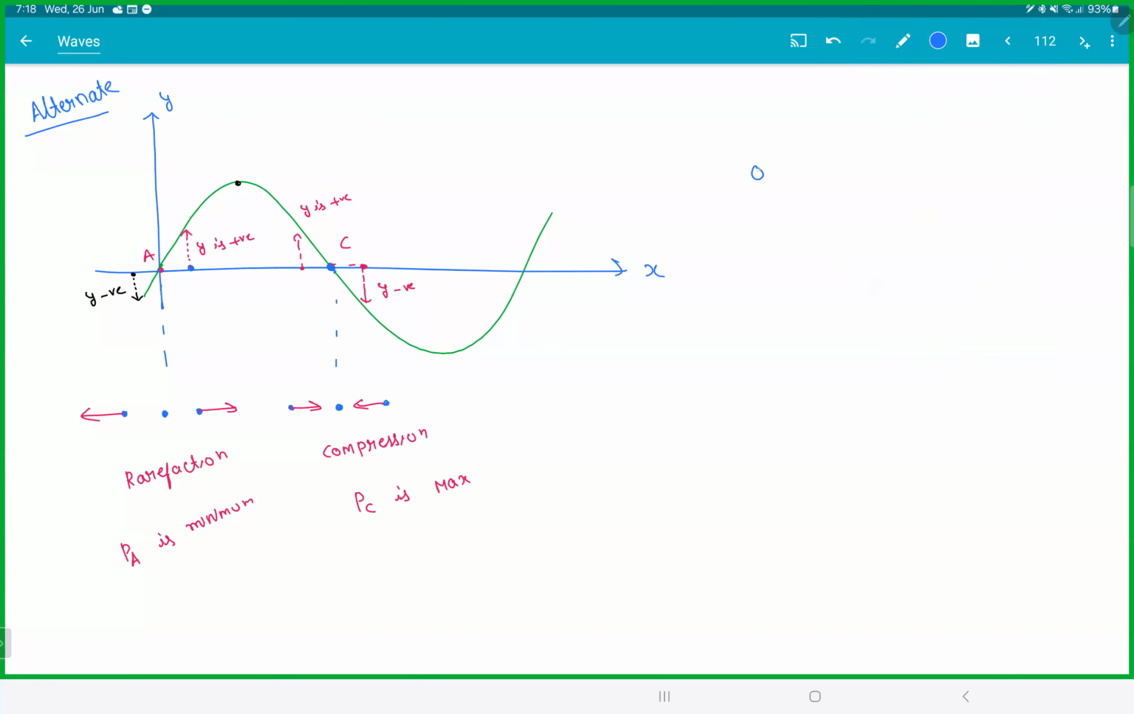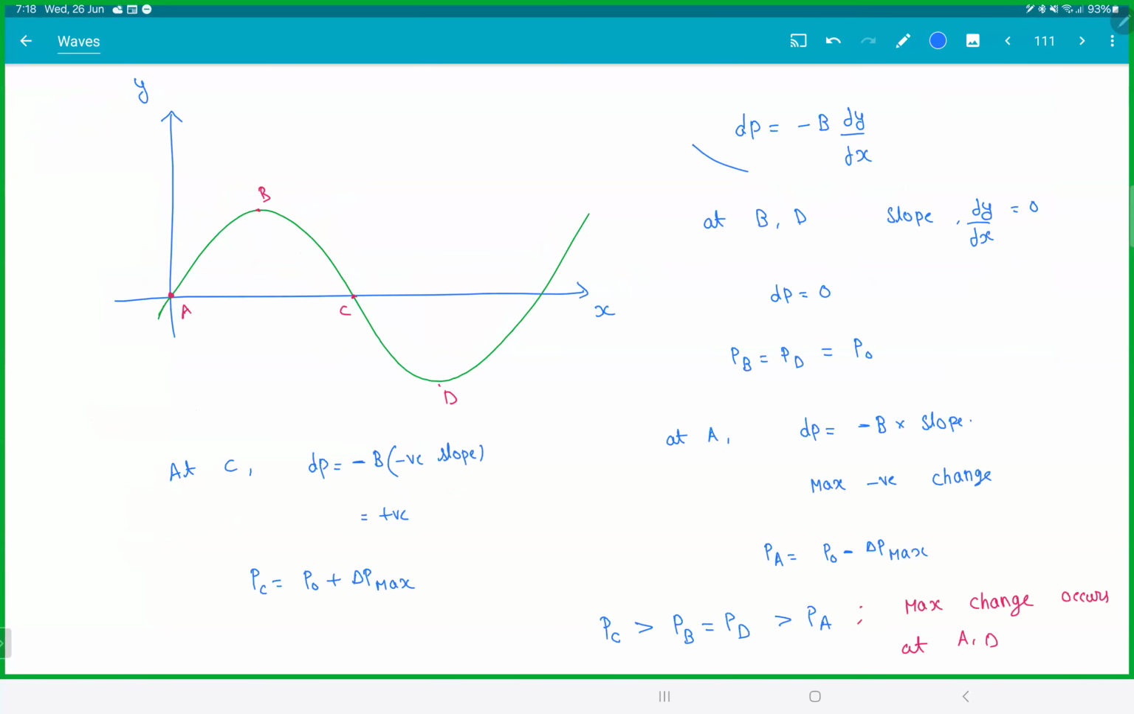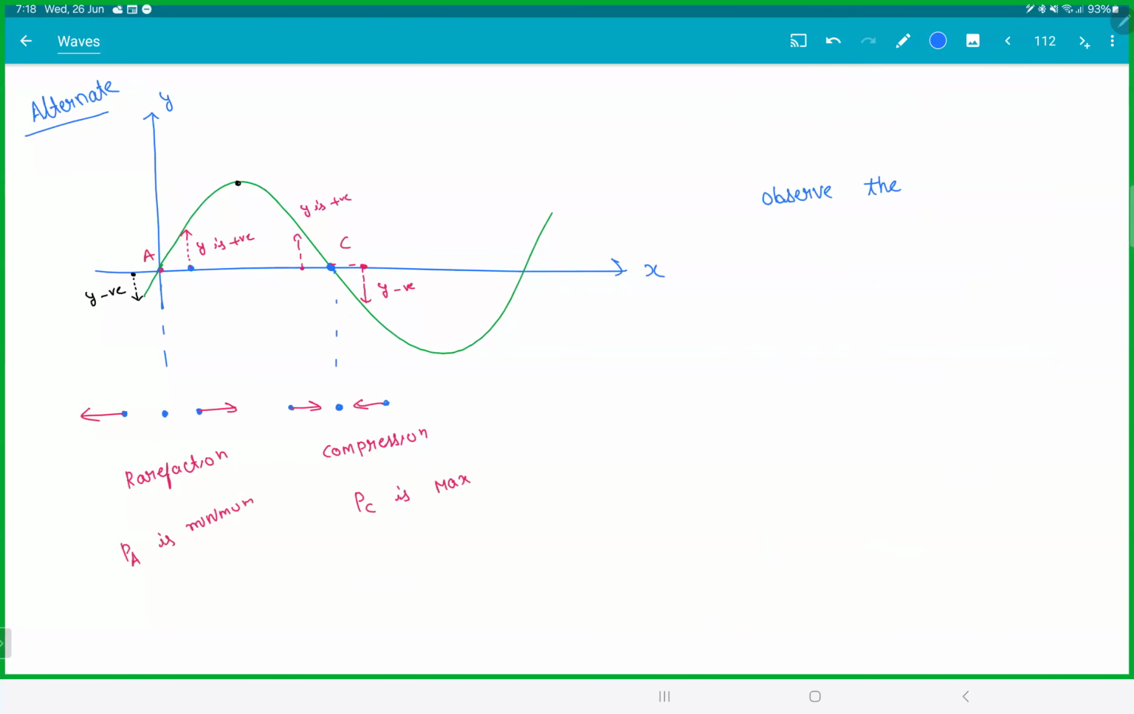So here, observe the molecules in front and behind points A and C. This is a more intuitive way. In case by chance you couldn't figure out this formula, you forgot, this will always help.